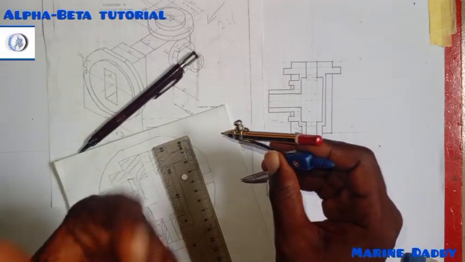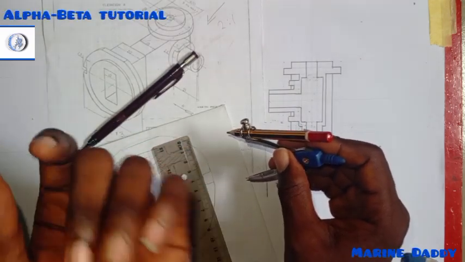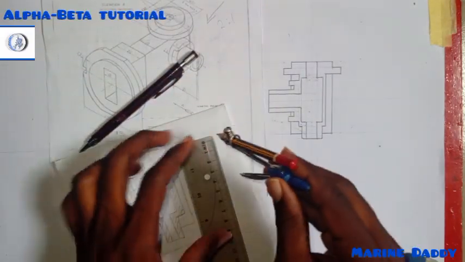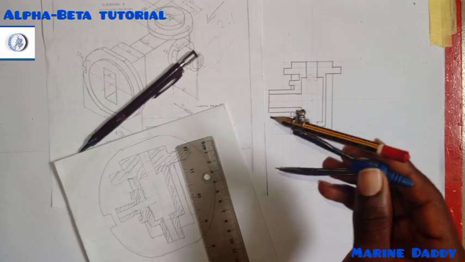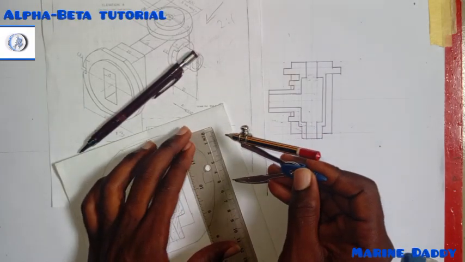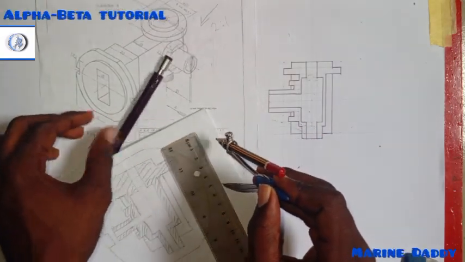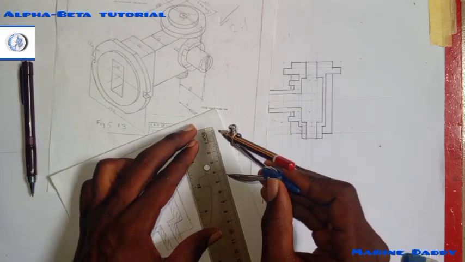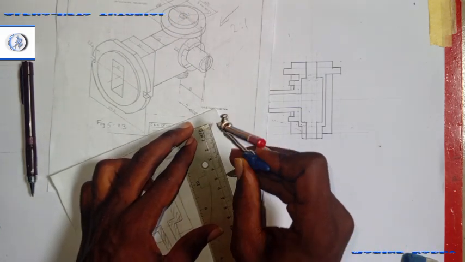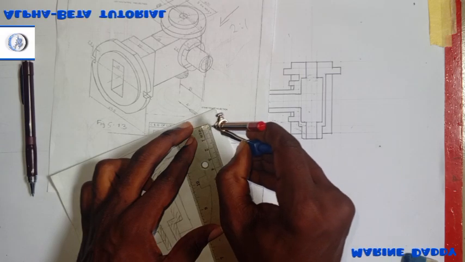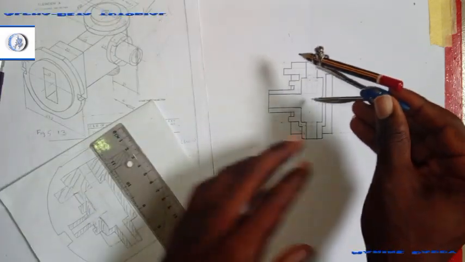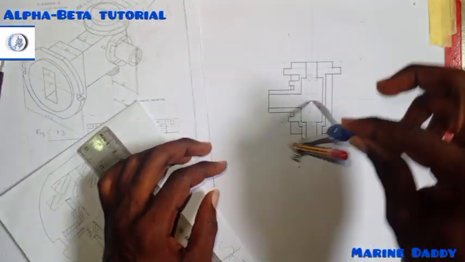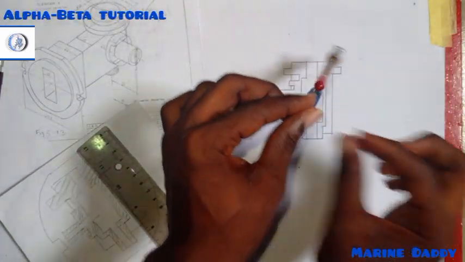So we are using a ratio, a scale of 2:1. So multiply by 2. That's 48 will now be 96. So radius of 48. That's this. So I'm going to put it like this. Then turn around.